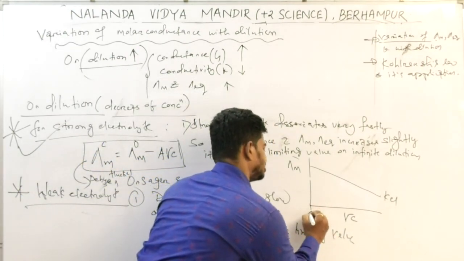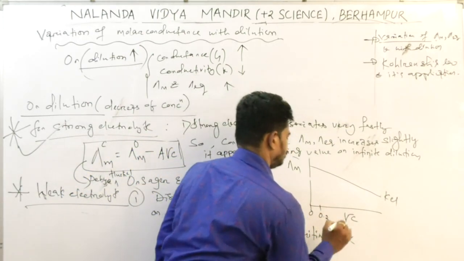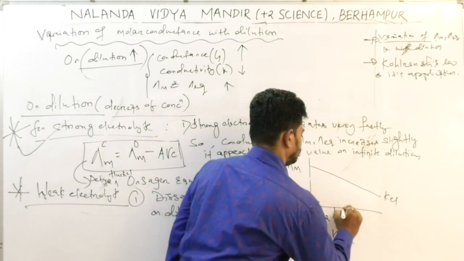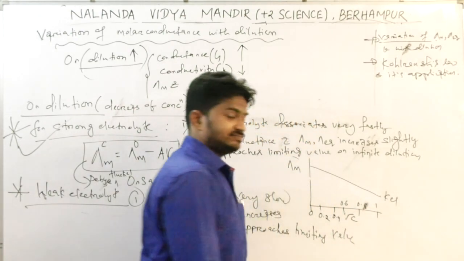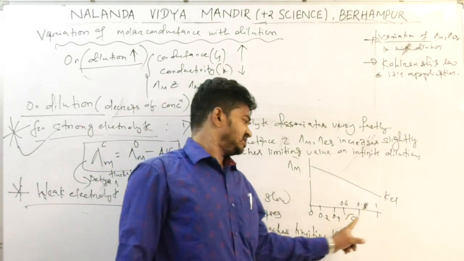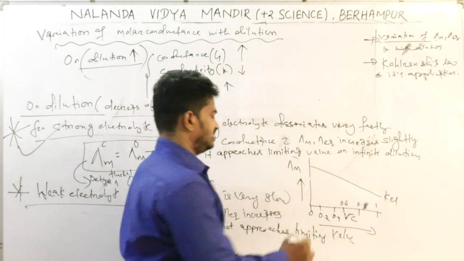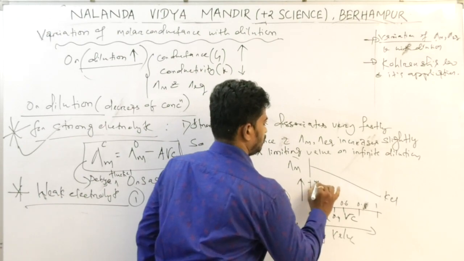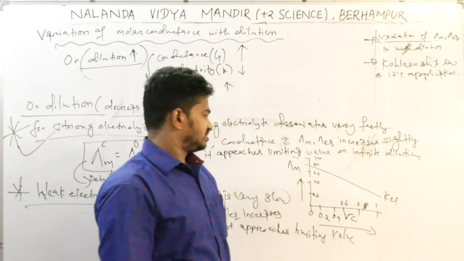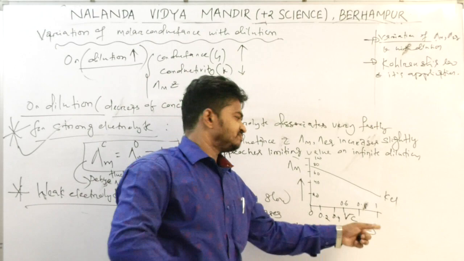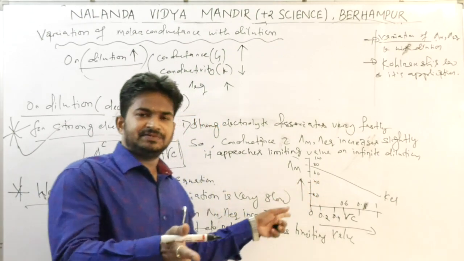So here it is zero concentration. For example, 0.2, 0.4, 0.6, 0.8 and 1 are the concentrations here. From this it increases, and here it is molar conductivity. Let it be 20, 40, 60, 80, 100, like that. So on dilution, the strong electrolyte approaches the limiting value of molar conductivity. It is shown experimentally.